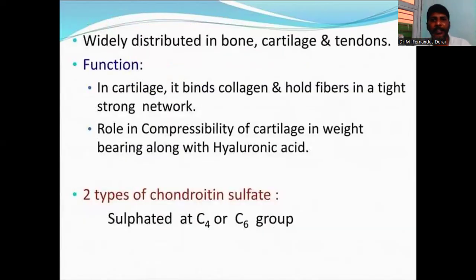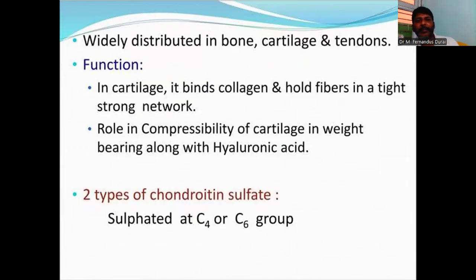This is widely distributed in bone, cartilage, and tendons. Its function in cartilage: it binds collagen and holds fibers in a tight and strong network, playing a role in the compressibility of cartilage in weight bearing, along with hyaluronic acid.